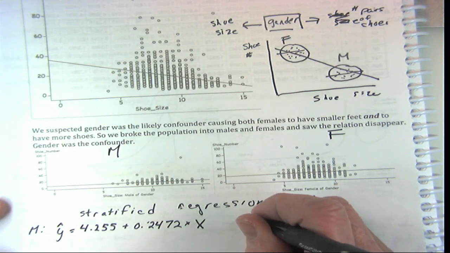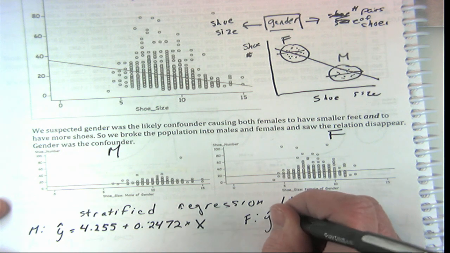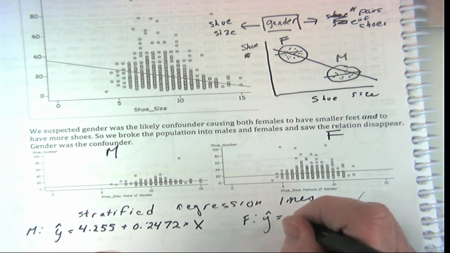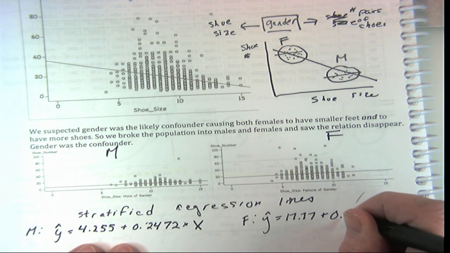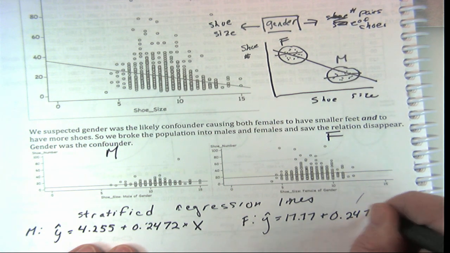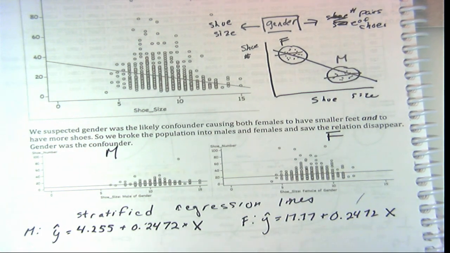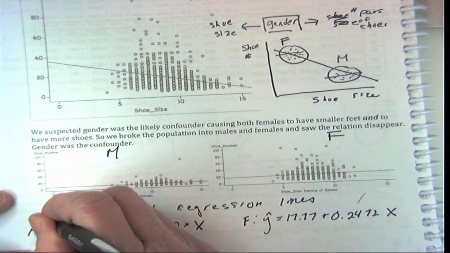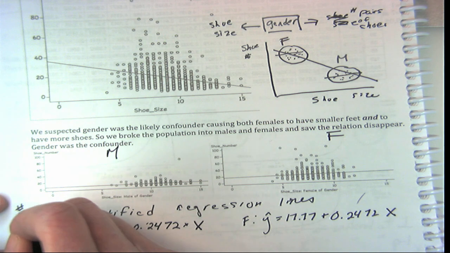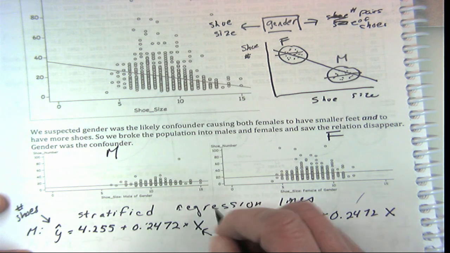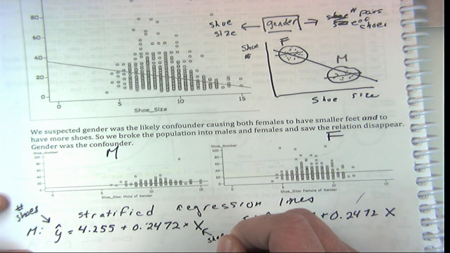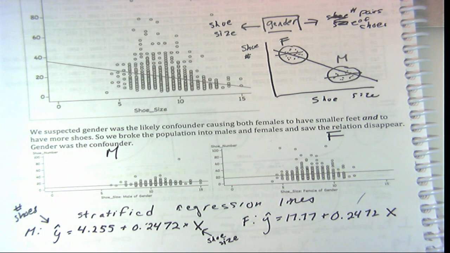And here we got for females a different intercept, a higher intercept. We got 17.77, and we have about the same slope. We force it to be exactly the same, slightly positive. Okay? So this Y, just to remind you, is what? Number of shoes. And this X is shoe size for both of them. Okay, so that's what we did. Now, any questions on that? Okay.